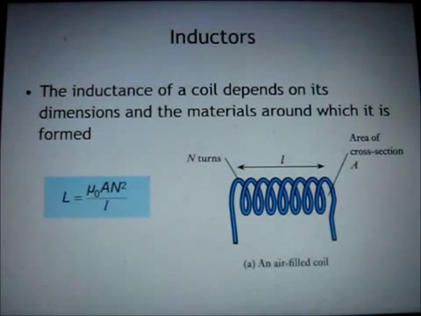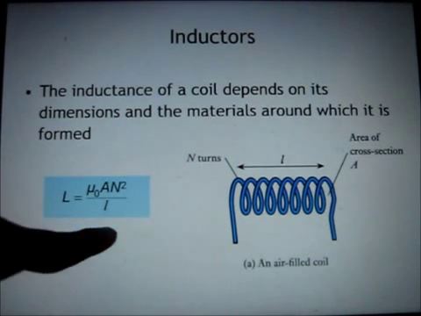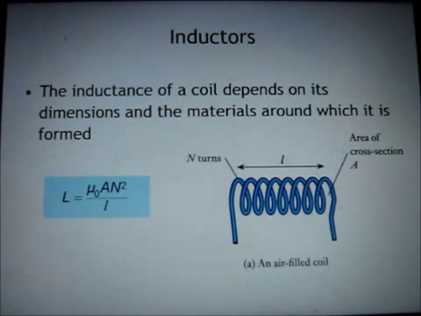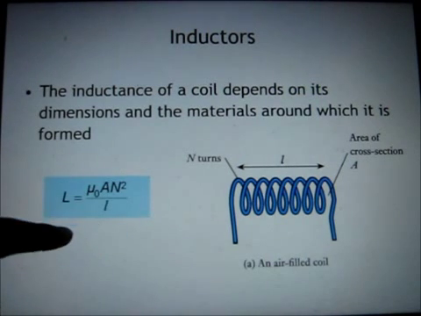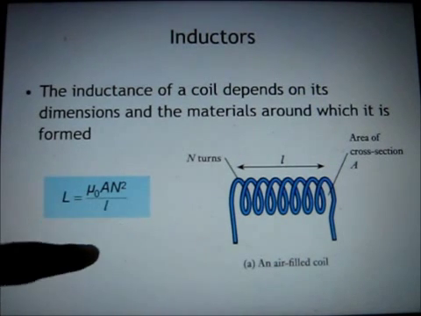Suppose you take an inductor. The inductance of the coil depends on the dimensions. Obviously, you know this L is given as μ0 A N² / L. This is a well-known formula. Inductance, self-inductance, μ0 A N² / L. This part depends upon the dimensions: area, number of turns, and length.